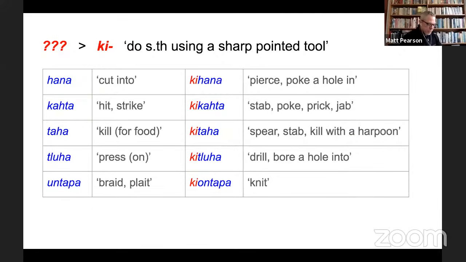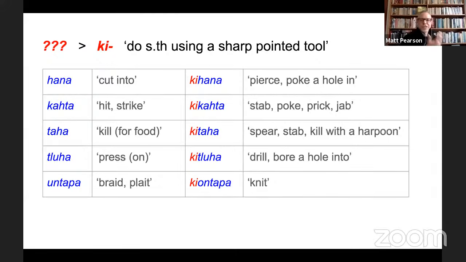And then just for fun, I threw in some etymological mysteries here. So there's also a prefix ki, which means to do something using a sharp pointed tool. Presumably, this prefix also arose historically through grammaticalization of an incorporated noun, but that incorporated noun no longer exists in the language. So this is a kind of etymological fossil in the language. But we see it in words like kihana, to pierce or poke, from the verb to cut into. From kahta, to hit or strike, we have kikahta, which means to stab or poke or prick or jab.